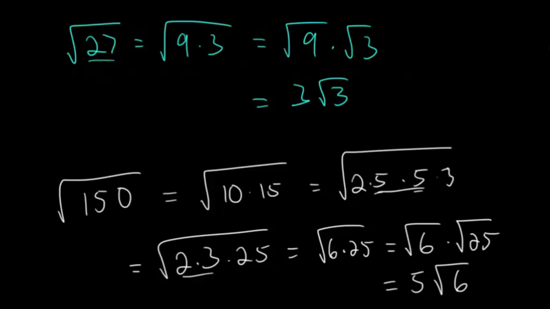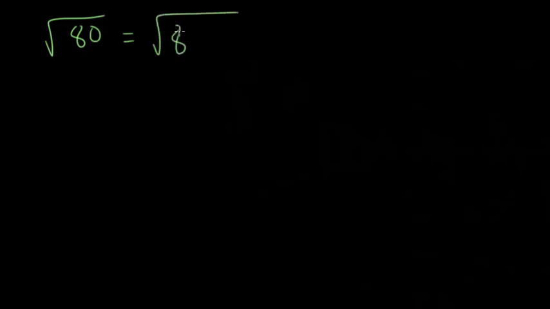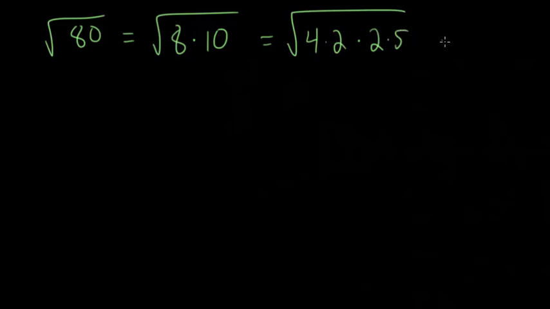Okay, let's do a couple more examples with these. Let's say we have the square root of 80, and 80 is many different numbers paired together, but let's just do 8 times 10. So it's just 8 times 10, and neither of these gives us a nice, neat square root, so we're going to have to break them up further. Let's break 8 up into 4 times 2, and 10 into 2 times 5.